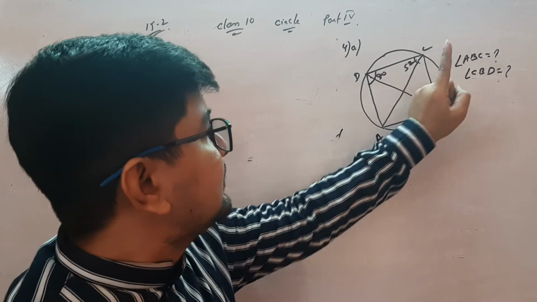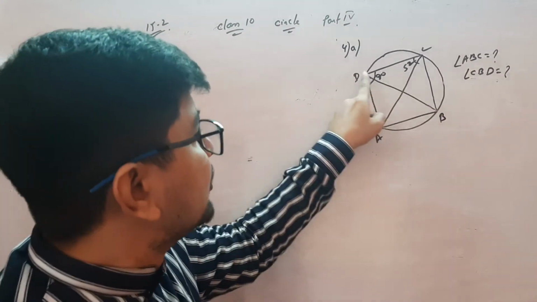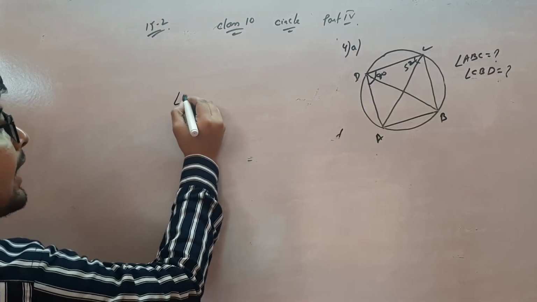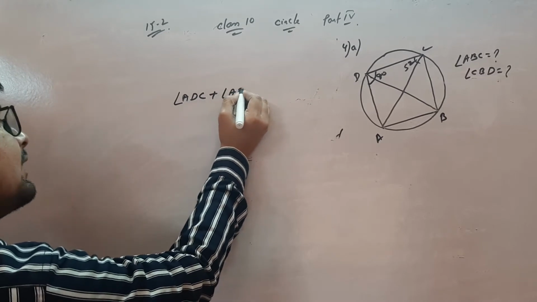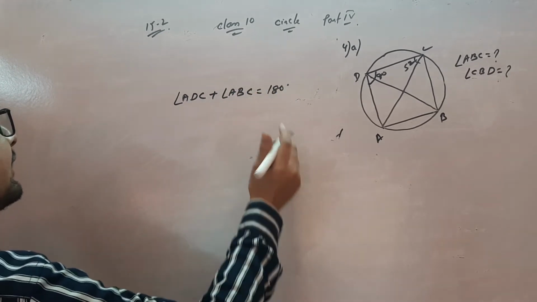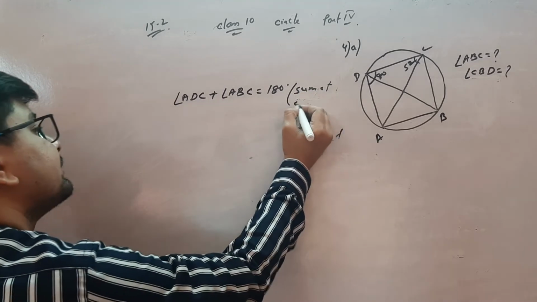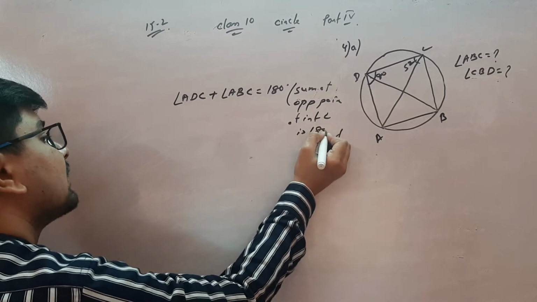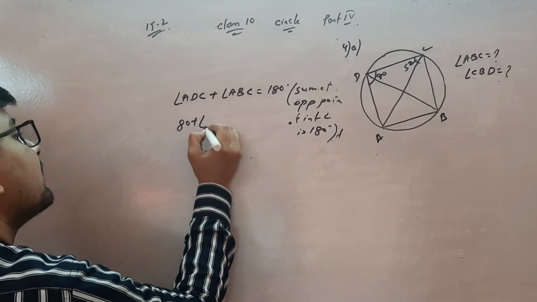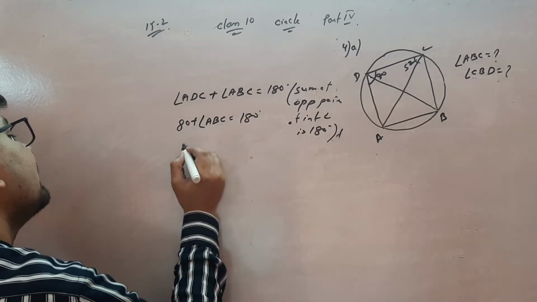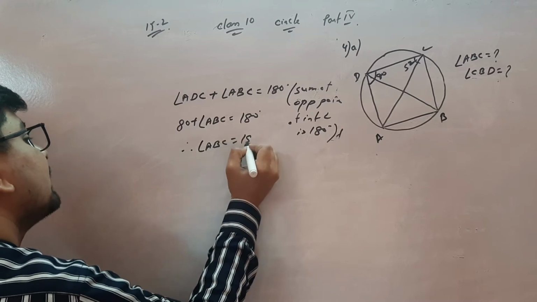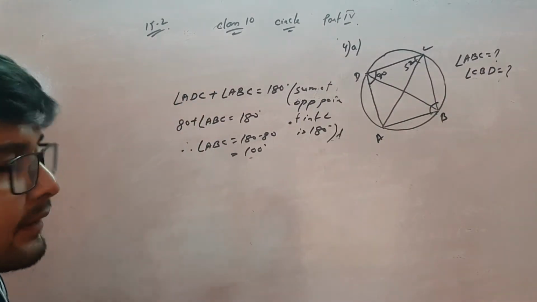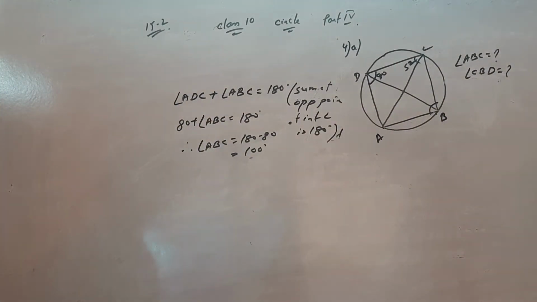So ABC is very easy, because ABC, that means this angle. We know that the sum of the opposite pair of angles is 180. So note it down: angle ADC plus angle ABC equals 180 degrees. Reason: sum of opposite pair of interior angles is 180 degrees. So 80 plus angle ABC equals 180 degrees. Therefore angle ABC equals 180 minus 80, which is 100 degrees. Complete.